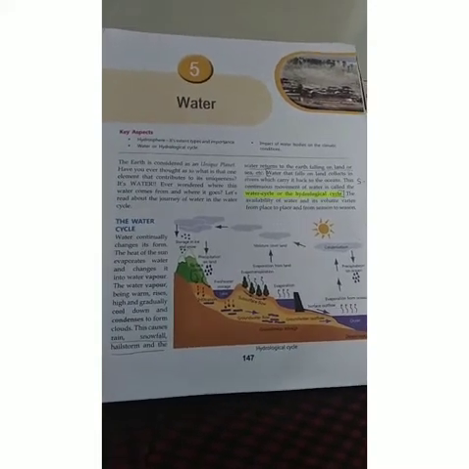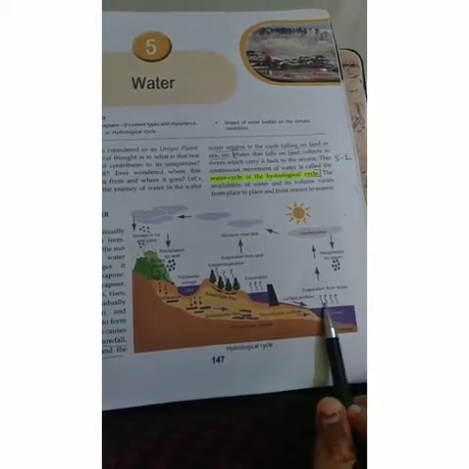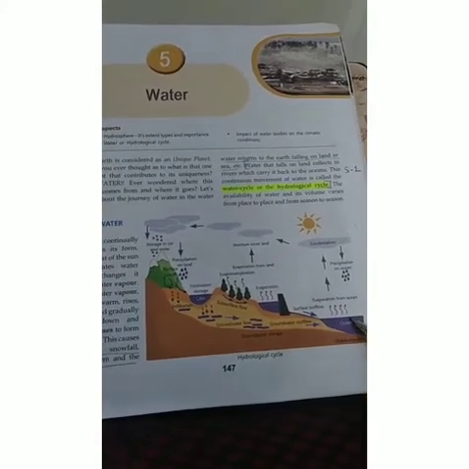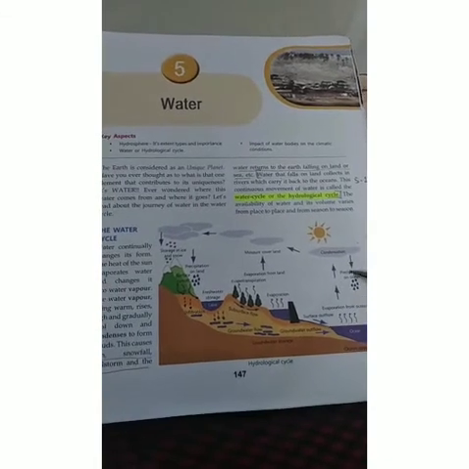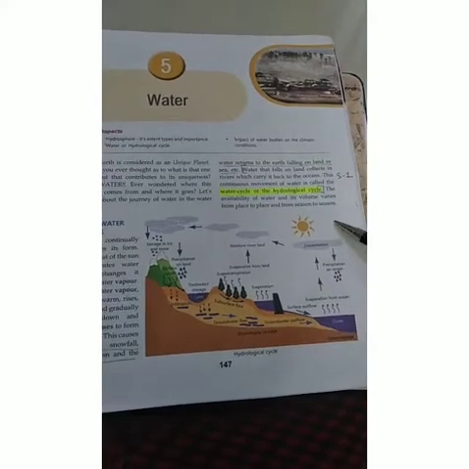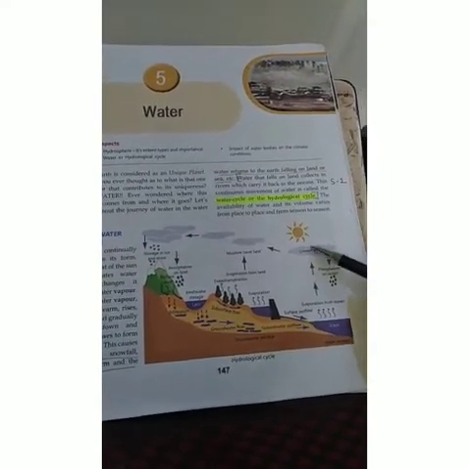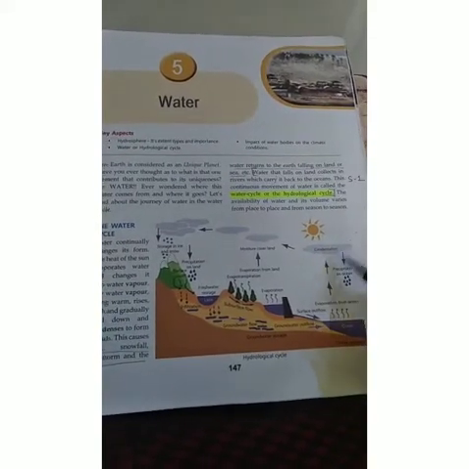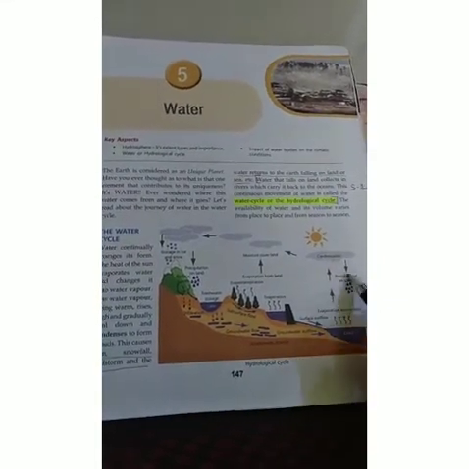Now first, as you can see in this diagram, when the temperature is high, the ocean water converts into water vapor and it rises. When it rises above, it gradually cools down and condenses to form clouds. Now, when it condenses and forms the clouds, these clouds cause what? Precipitation.